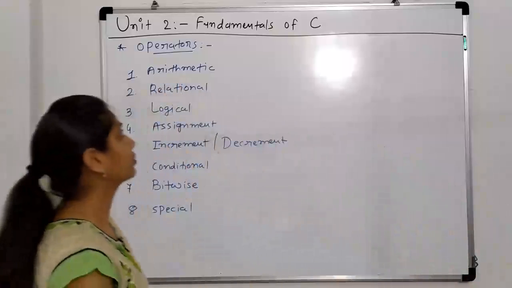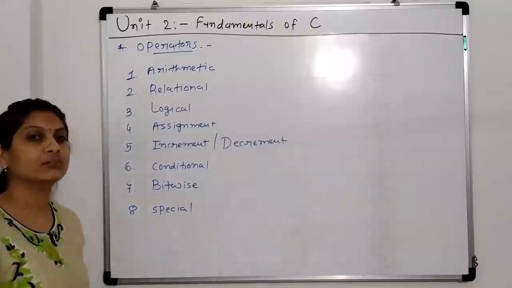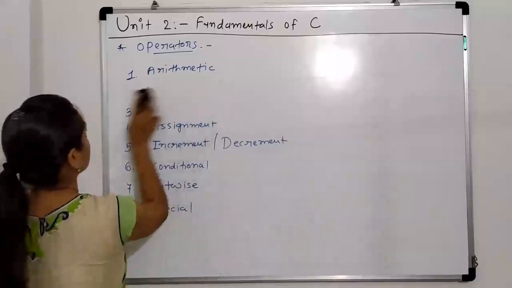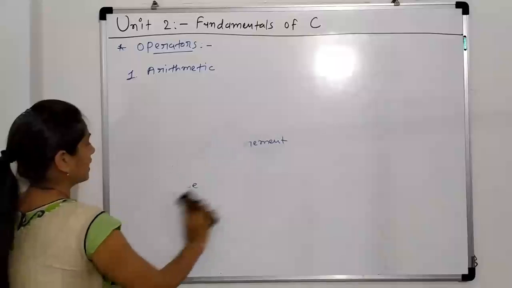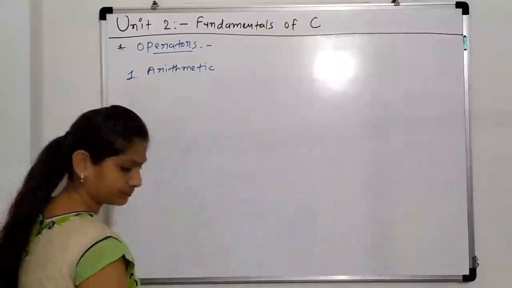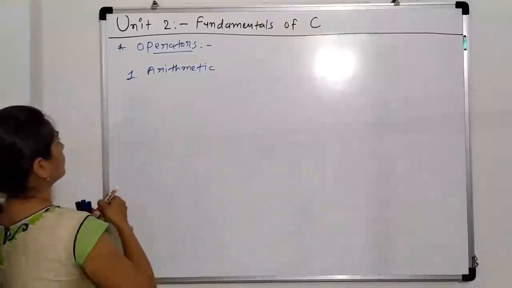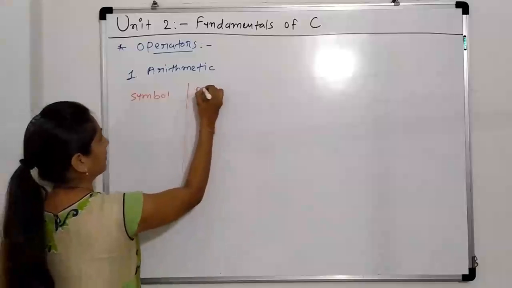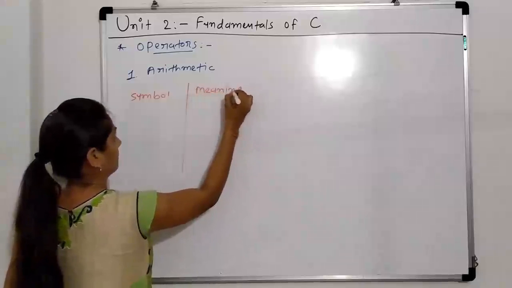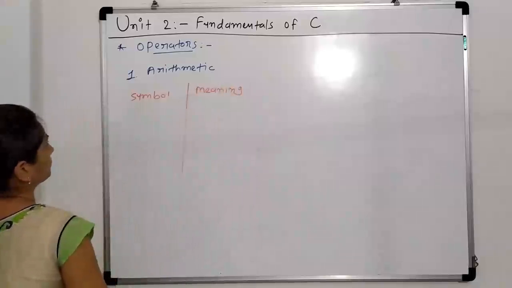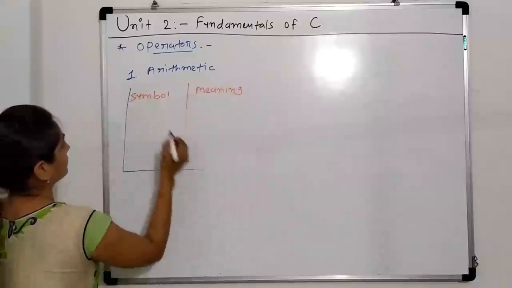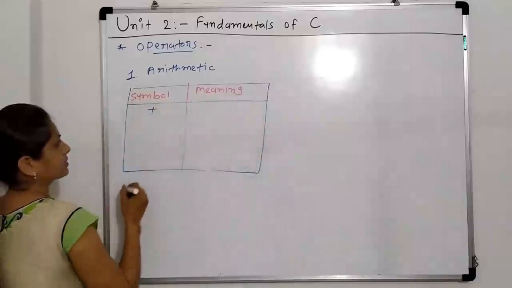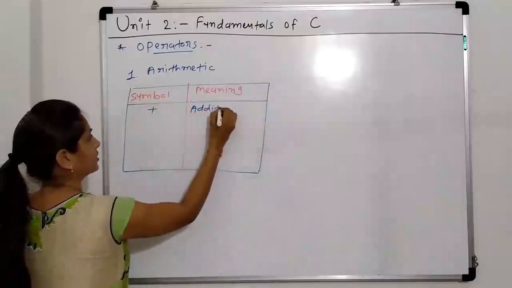You have to draw the symbols for that operator, write down the meaning of it and then explain one example. So today we start with the arithmetic operator. For that we draw a figure with symbol and meaning. First symbol is plus. The meaning is addition.